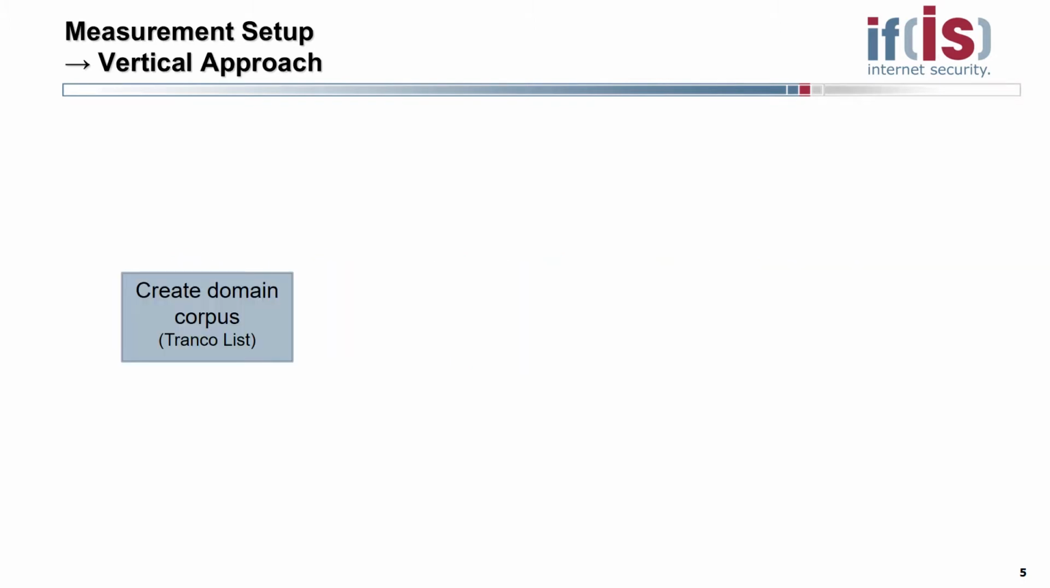To answer this research question, we performed a measurement study. To account for the more complex structure of websites presented in the previous example, we used a slightly different measurement setup in contrast to previous work. Similar to previous work, we scaled our measurement horizontally, which means that we used a top list, in our case the Trunco top list, and used the top 10,000 domains of that list as our seed domains. In contrast to previous work, we not only visited the landing page of each of these domains, but performed a more in-depth crawl of each website.